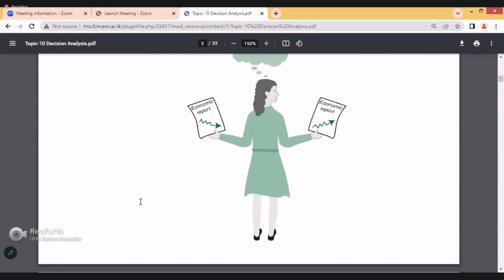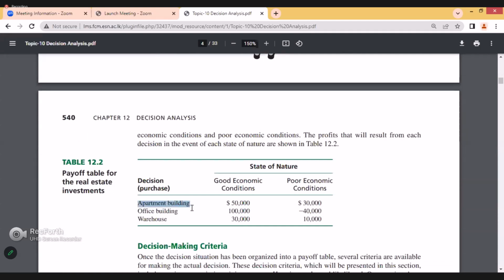So it's coordinating. You see, for the apartment building, if it is a good economic condition, how much can we get. For the same decision, if it is a bad economic condition, how much is our return. If you are going for the office building, how much can we get if it is a good economic condition, and with poor or bad economic conditions, we have to pay 40,000. A loss may be given in brackets or as a minus value. If it is given in brackets, that means it is a minus.